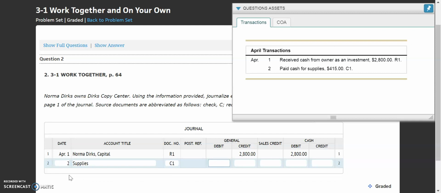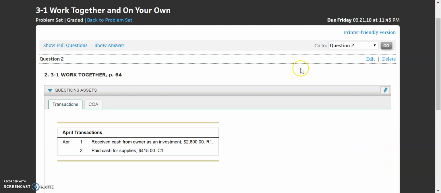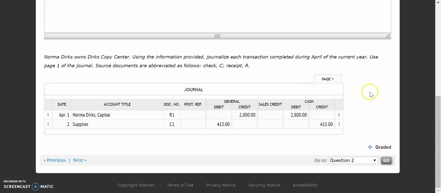And supplies is an asset. It's going up with $415 debit. And then since we paid cash, cash is going down. So we credit cash for $415. So those are our first 2 transactions we've journalized. Pretty simple. Take a look here, and then you can head on over and do your 3-1 on your own.